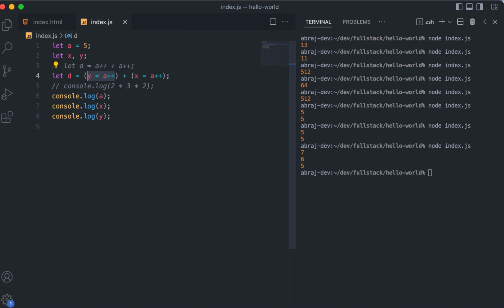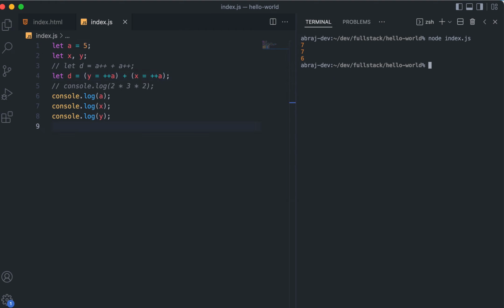Which means that, let's do the same thing here. I do minus minus. Let's say I do the plus plus and plus plus a. Okay. Then you see that this thing is 7 and this thing is 6.